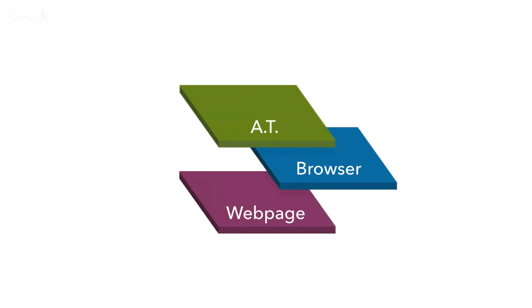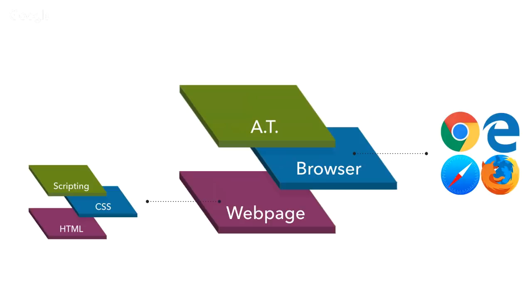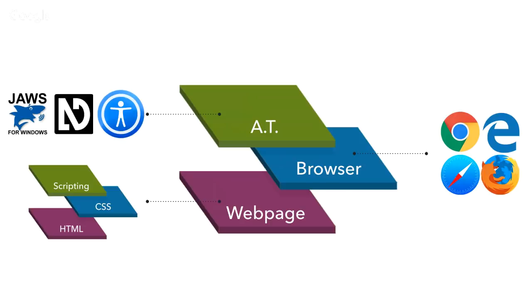I want to move on to what I call the accessibility stack. This accessibility stack starts with our web page. So the 3 layers I talked about before, HTML, CSS, and scripting, those are all combined to generate the web page that is loaded into a browser. The web browser is going to interpret that web page and present it visually, and also present that content to assistive technology, screen readers, screen magnifiers, voice control software, things like that. So this is our accessibility stack.